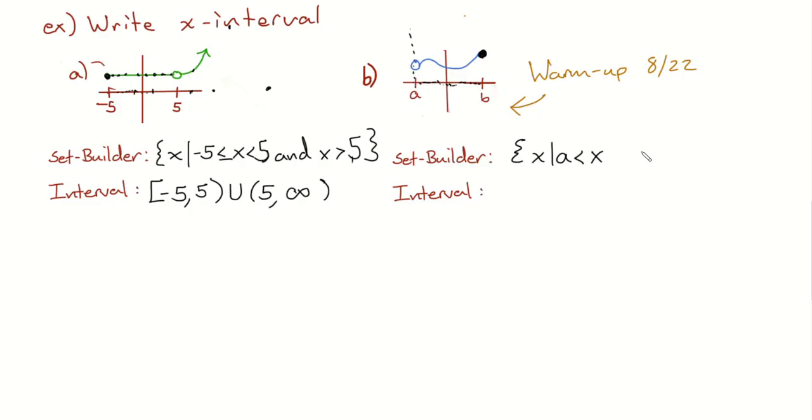If this is closed, I go until I get to B. Can I include B? If it were open here instead, would I include B? No. So it all depends on whether that point is filled in or not. There is my set builder for this one.